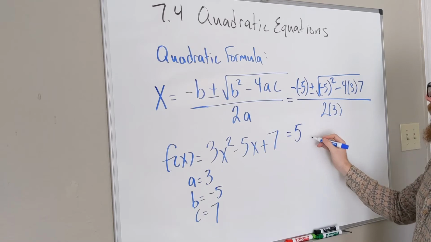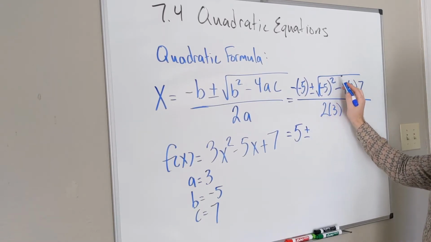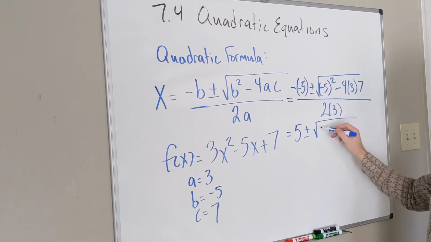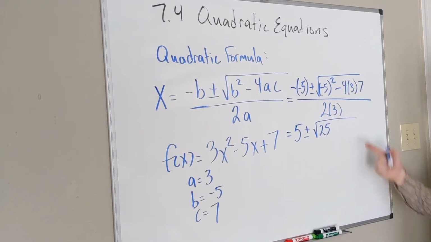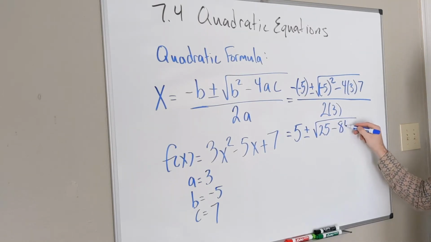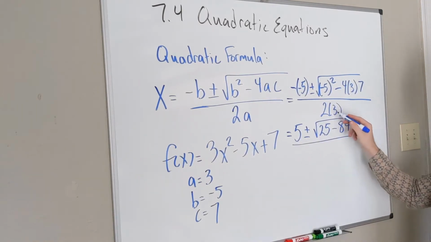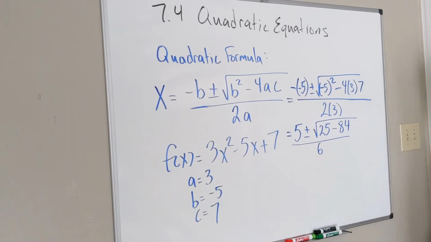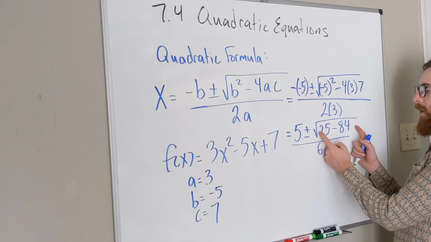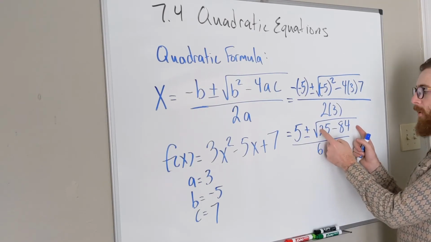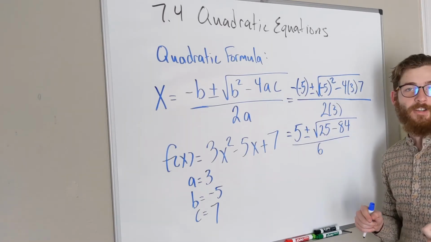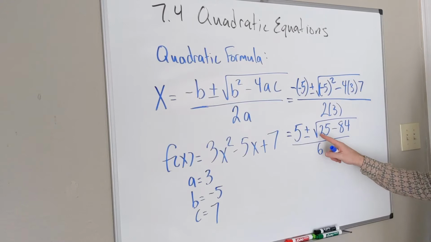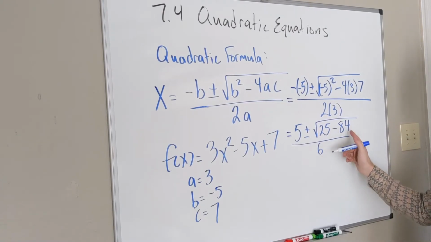Negative 5 is 5, plus or minus. Negative 5 squared is 25. And 4 times 3 is 12, times 7 is minus 84, all over 3 times 2 is 6. Now, here's where in a minute we're going to talk about this thing here, the discriminant. We're going to talk about how I can use this to tell whether it has real solutions or imaginary solutions. And so what I'm going to do now is take 25 minus 84.